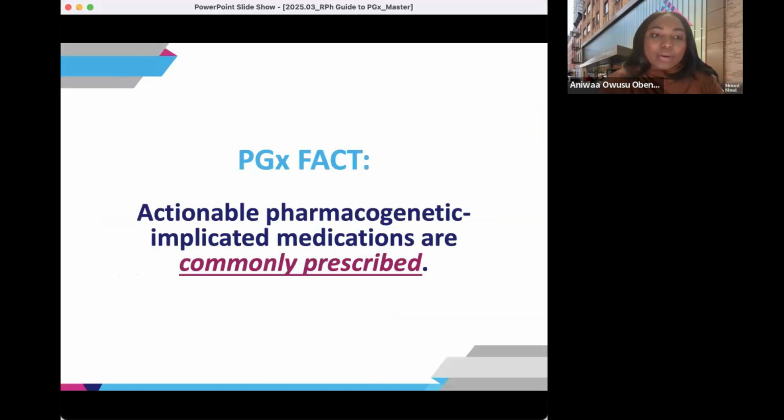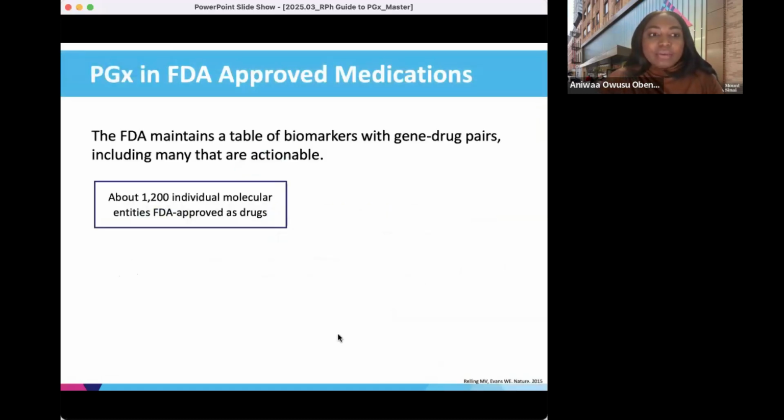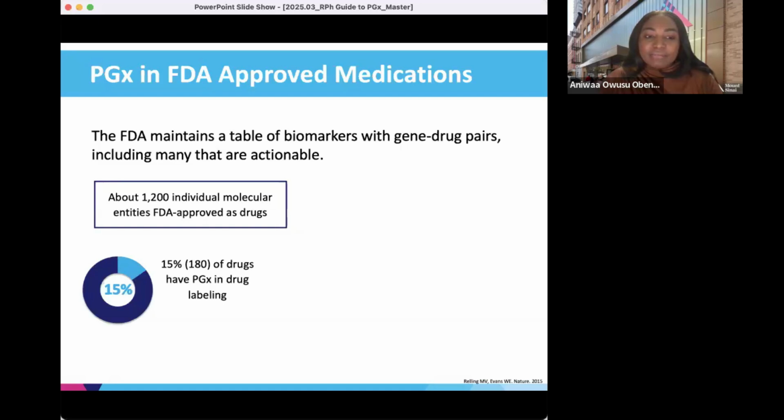Because the second fact that I want to throw out there is that actionable pharmacogenetic implicated medications are also commonly prescribed. So not only are the variants common, but the medications that are implicated with those variants are also commonly prescribed. The reason for this is, out of the about 1,200 individual molecular entities approved by the FDA, 15% of them, which is about 180 medications, have pharmacogenomic information in their drug labeling. So one may argue, well, it's only 180 medications out of this number. Why should we be concerned?